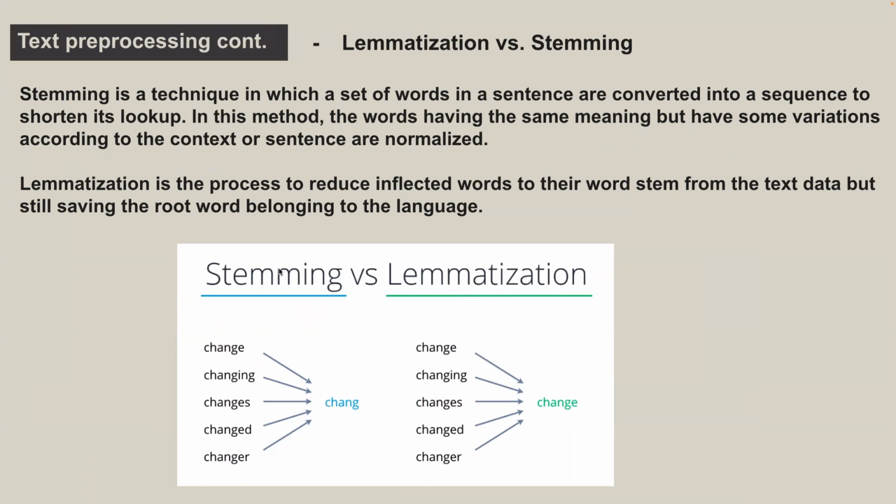So here is the example on the left side. No matter if it's present or future time or plural, any change in the stemming process will change it to "CHANG". But it's not an English word, so that's why we need lemmatization. It's the process to reduce inflected words to their word stem from the text data, but still having the root word belonging to the language. So if I add the E, "CHANGE" makes it readable in English.